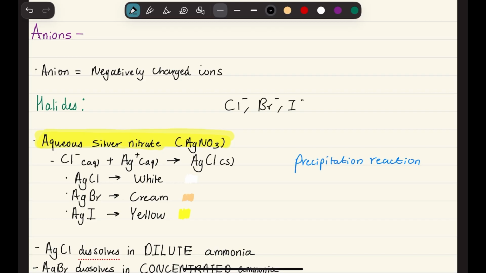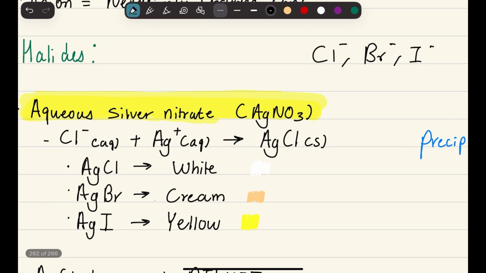So, we are going to use silver nitrate. Now, very important, just remember your reagents, yeah? And also remember your equations, it does come up quite a bit. Normally the ionic one. So I'll draw the ionic equation, for example, with chloride here. So we have chloride ion plus silver ion, and that goes to silver chloride.